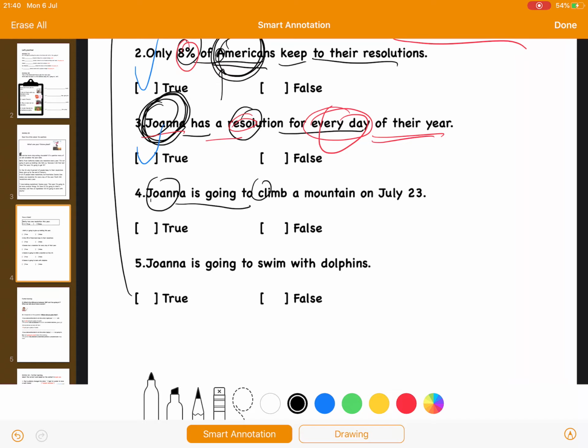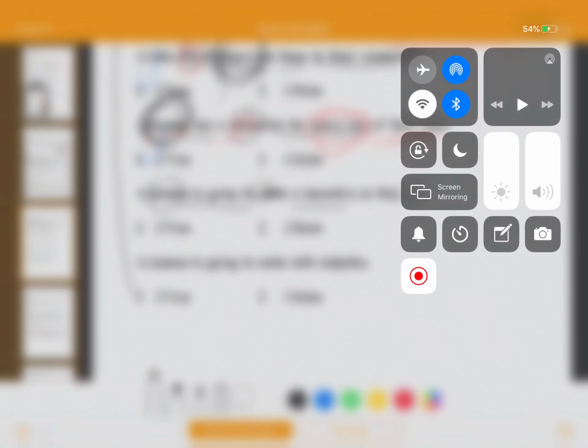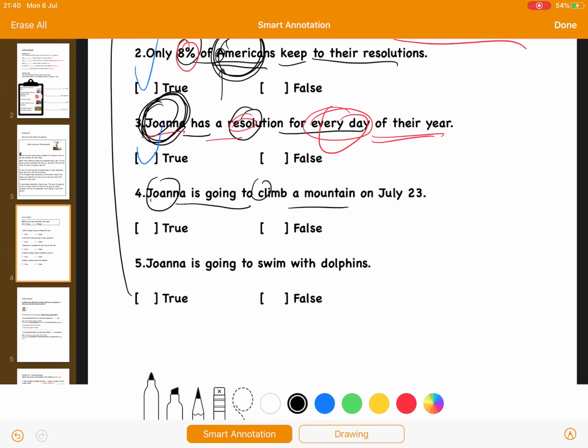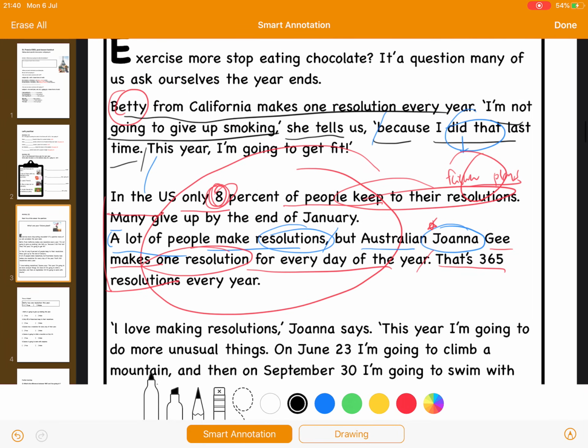Joanna is going to climb a mountain on July 23rd. So, we need to find this person and check the date. Let's find it: Joanna, 23.